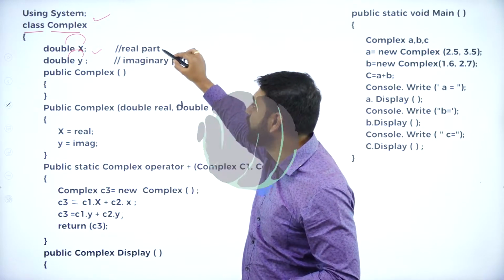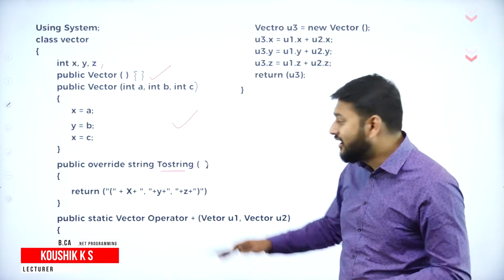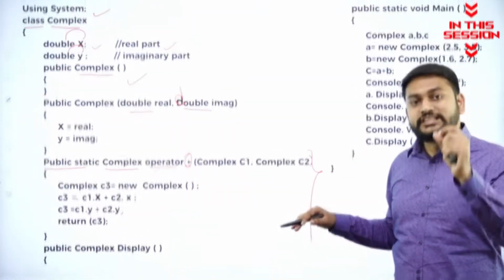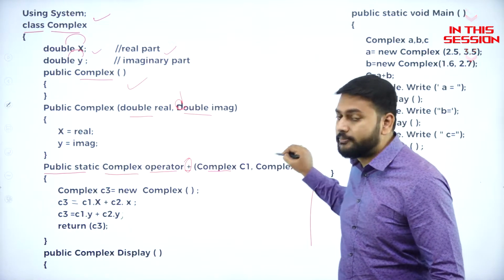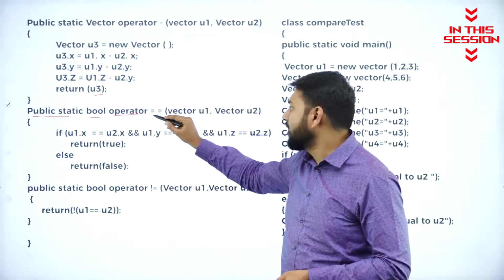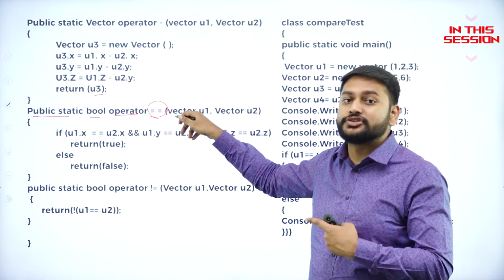This x value stores the real part because I'm going to deal with a complex number toString method, which prints the x, y, z value. C1 is of type complex, C2 is of type complex. That's what you need to remember. What type of operator is this? Is equal to, you're trying to overload this comparison operator.